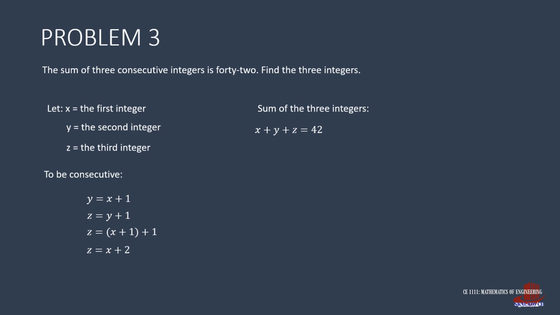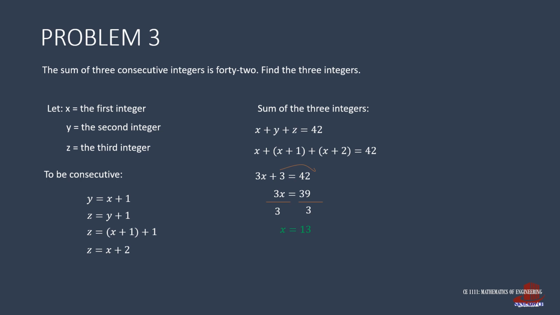Since we only have one equation, we should convert all variables x, y, and z into a single variable x. The equation then becomes x plus 1 plus x plus 2 as equal to 42. Simplify the terms and arrive at 3x plus 3 as equal to 42. Transpose the constant 3 along with 42 and arrive at 3x as equal to 39. Divide both sides by 3 and get x as 13.